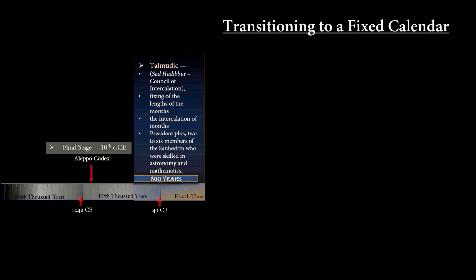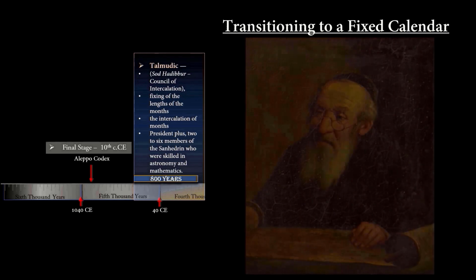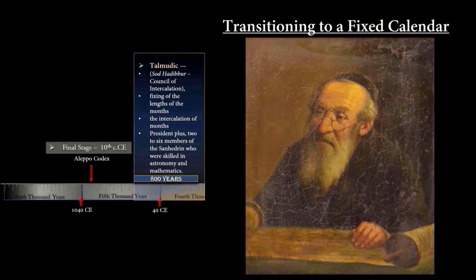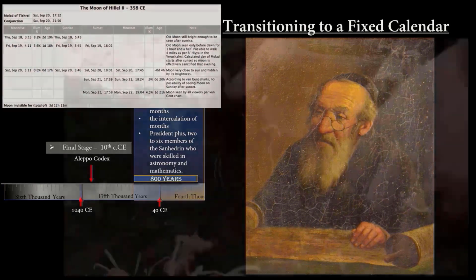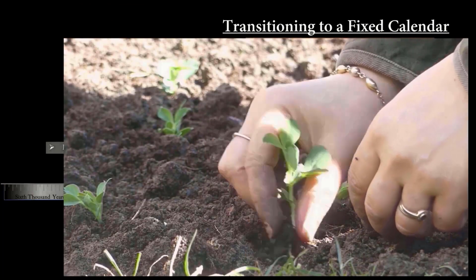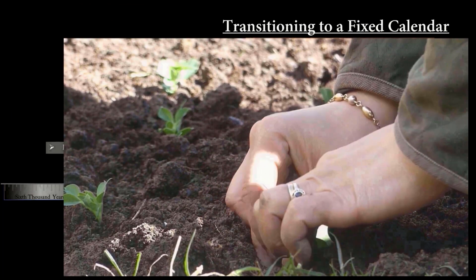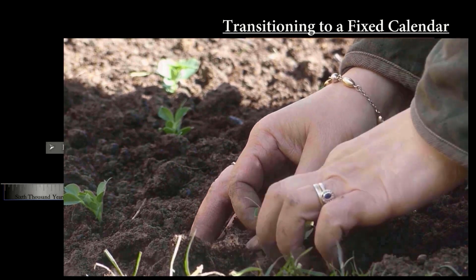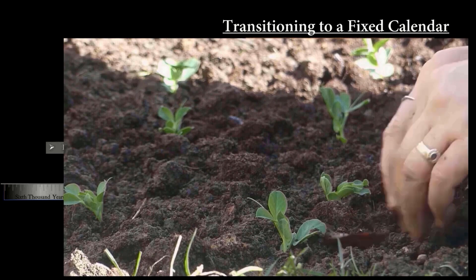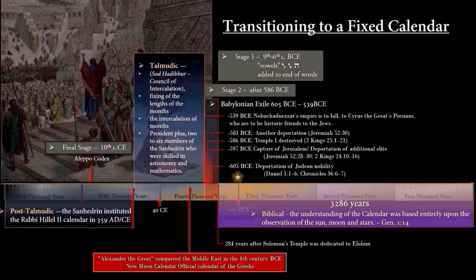So by the early part of the 4th century, Rabbi Hillel put a fixed calendar in place so that people would know in advance when the festivals would occur and when they could more or less safely plant crops. So no longer were they relying on the observation of the moon. This was a truly calculated calendar. That's the 3rd part. And this is known as the post-Talmudic period.